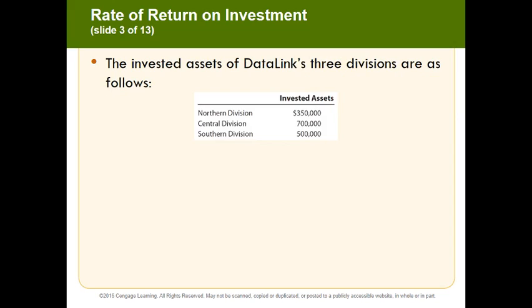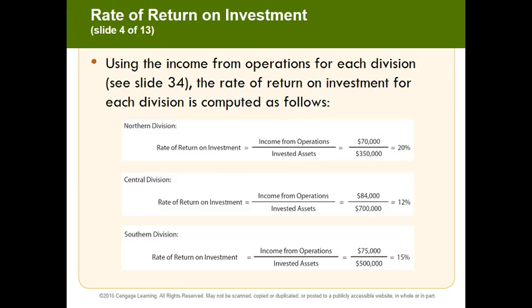We've been given the amount of invested assets in DataLink for the three divisions of the Northern, Central, and Southern Division. Because remember, in this situation, in this investment center, we're looking at all three divisions as being a part of it. So using the income from operations for each division, that was several slides back, the rate of return on investment for each of them is computed here.